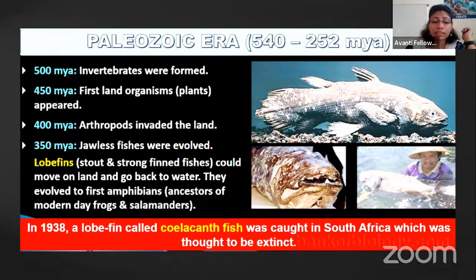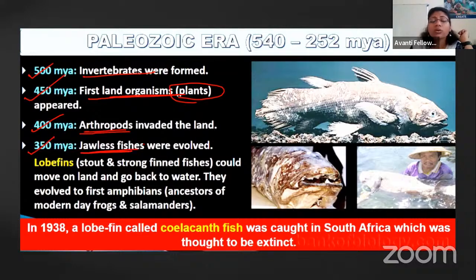As I said, this is the era of invertebrates, or ancient life. 500 million years ago, the invertebrates appear. 450 million years ago, the first land organism appeared, that is the plant. 400 million years ago, arthropods appear, and 350 million years ago, the jawless fishes evolved. So in this Paleozoic era, we can see the origin of several types of organisms.